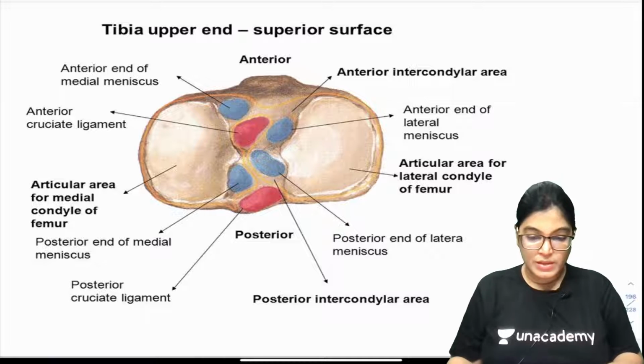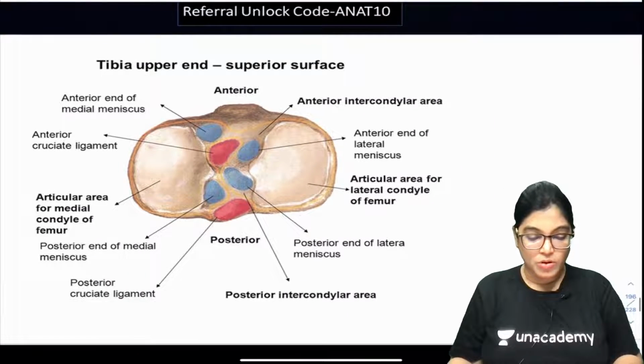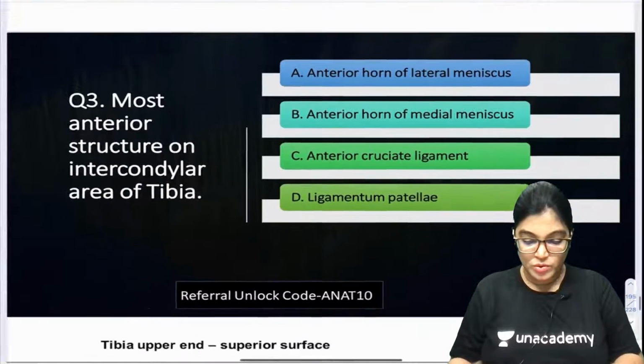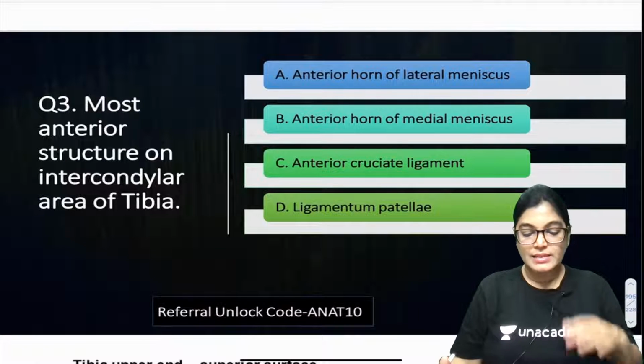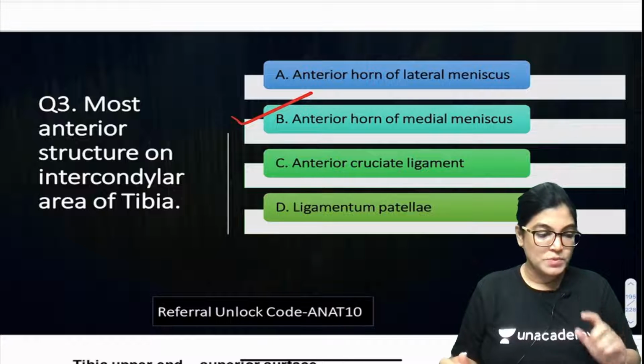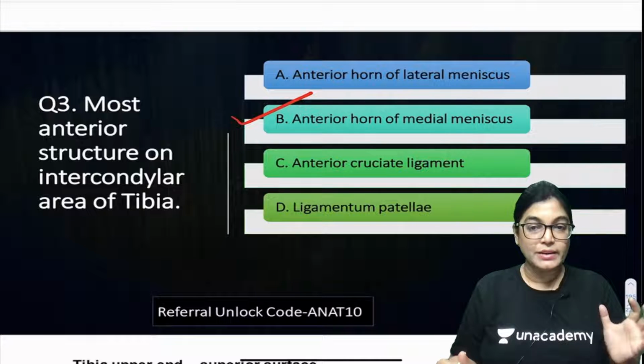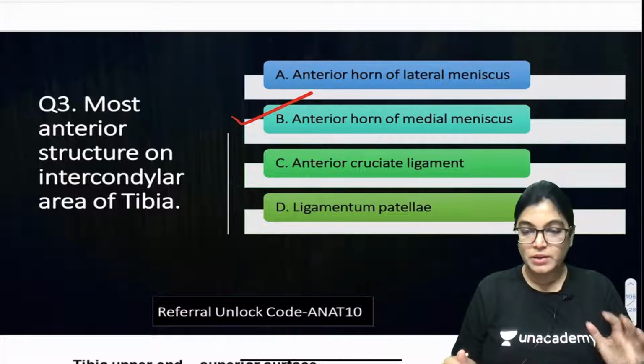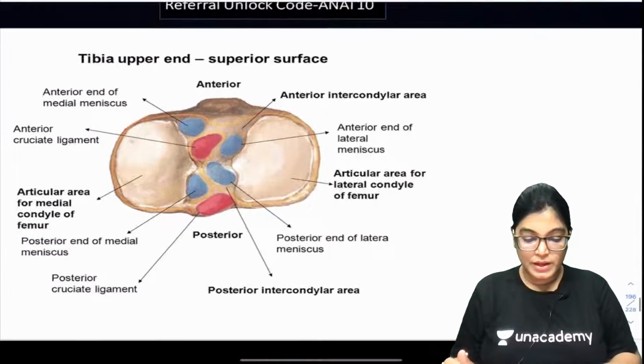So, the correct answer for this MCQ is anterior horn of medial meniscus. So, B is the correct answer. Option B is correct. Now, let me show you the diagram which will give you a clear picture about this. Let me just highlight it.